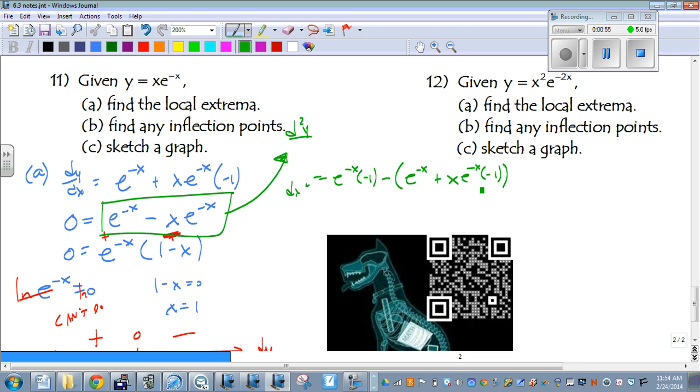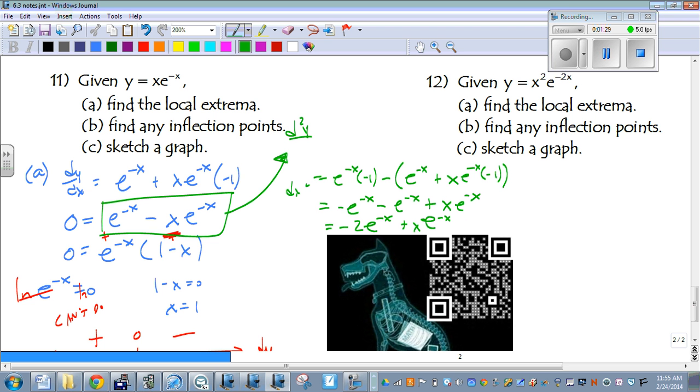So if we go ahead and simplify this a little bit, then we have negative e to the negative x. Distributing this, we get minus e to the negative x. This is a negative x e to the negative x, but we're subtracting it, so it becomes plus x times e to the negative x. So these two are like terms. We can combine those. We get negative 2e to the negative x plus x times e to the negative x.